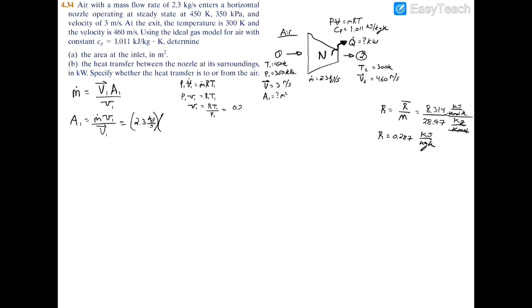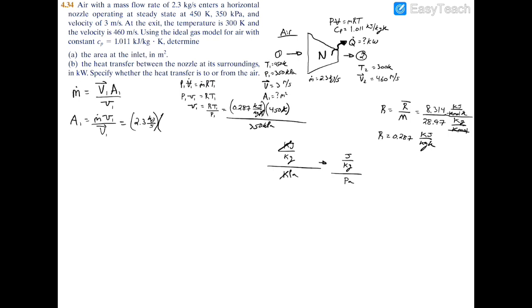So 0.287 kilojoules per kilogram Kelvin times your temperature. What's your temperature? It's 450 Kelvin, and divide that by your pressure of 350 kilopascals. And now when you multiply this out, your Kelvin and Kelvin will cancel out. And now you're left with a kilojoule per kilogram up top, and then a kilopascal on the bottom. So the first thing we can do is cross out that kilo and kilo prefix, and now you're left with a joule per kilogram up top and a pascal on the bottom.